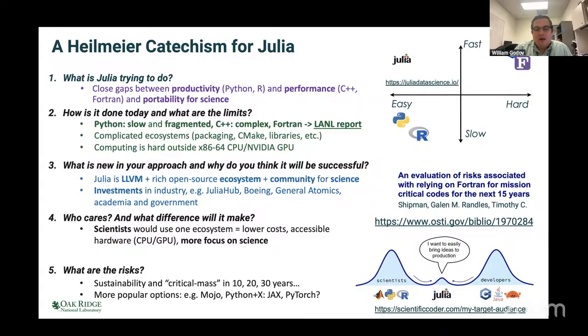What are the risks? I get this question a lot. Like, okay, if I write my Julia code today, is it going to be supported in 10, 20, 30 years? We know Fortran will be supported because we built a critical mass, right? But Fortran is a government investment. I attach here a report from Los Alamos, right? What does it mean to maintain Fortran code and what are the risks?